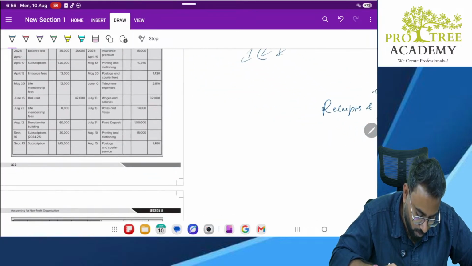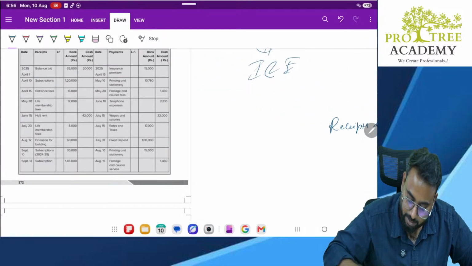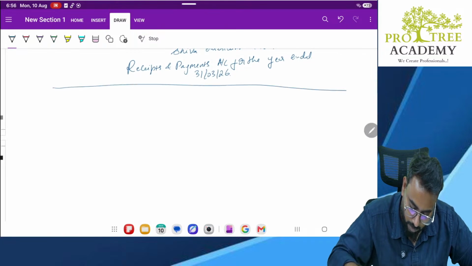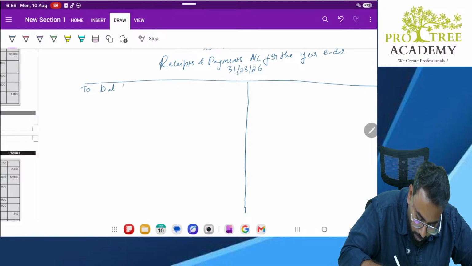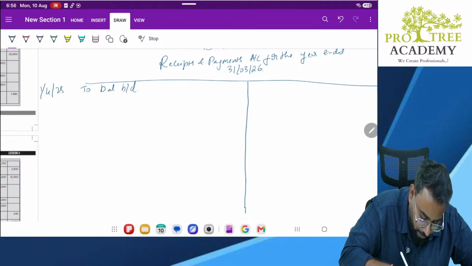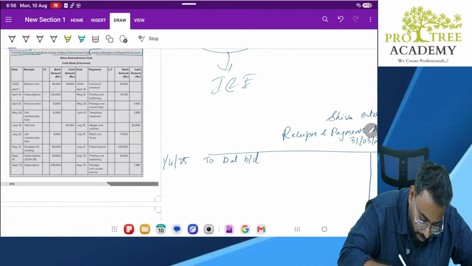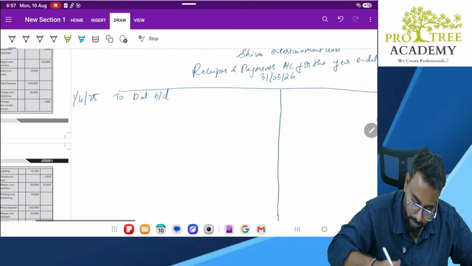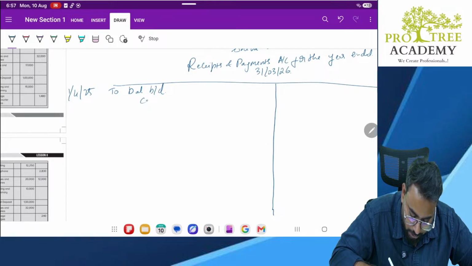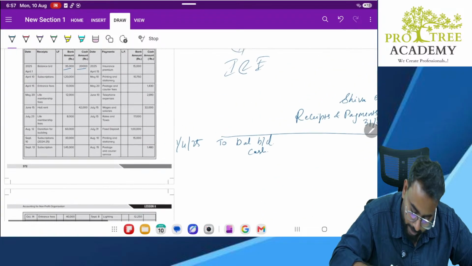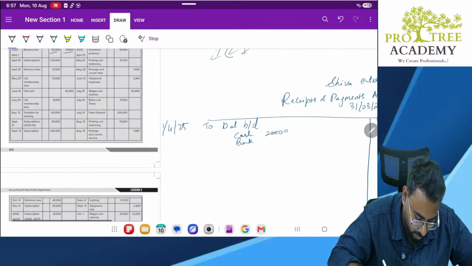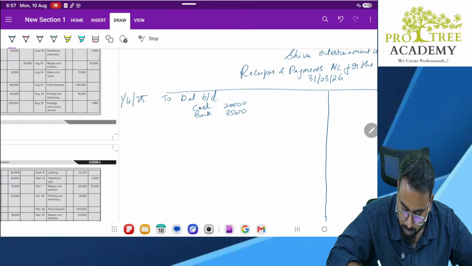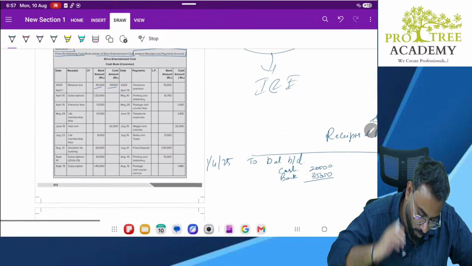First, let's group these transactions. First, let's prepare the receipt side. To balance brought down, 1st April 25. How much are the two balances brought down? Bank 35,000, cash book 20,000. Cash 20,000, bank 35,000, total 55,000. Okay. Yes. Let's take them one by one.